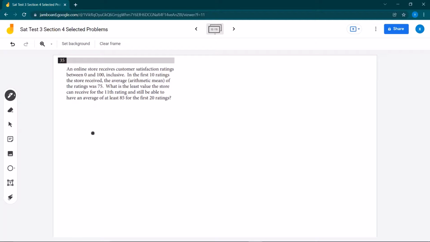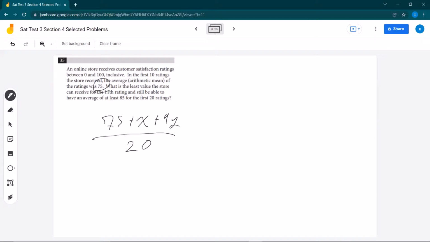So the 11th rating can be lower. We're wondering, what's the least value it can receive and still be able to bounce back? That's what we're looking for here. We're taking an average of 20 ratings. We know the average for the first 10 was 75. So 75 essentially, plus we have our 11th value, we'll call that X, plus another 9, we'll call it 9Y.